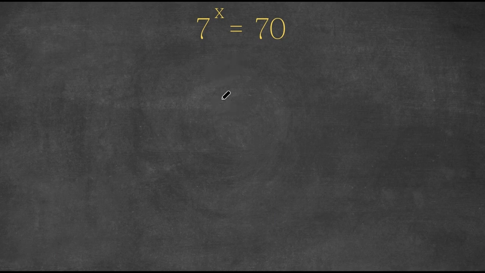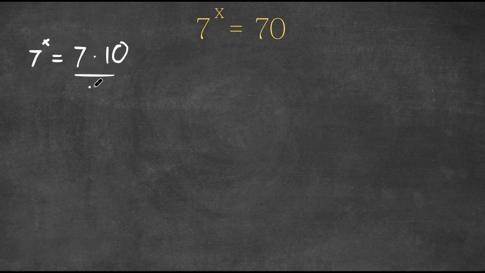In today's video, I'm going to be teaching you guys how to solve this exponential equation. So we have 7 to the power of x is equal to 70. Now we can first start by converting 70 to 7 times 10. So now we have 7 to the power of x is equal to 7 times 10.